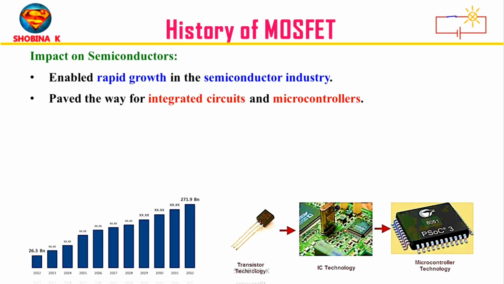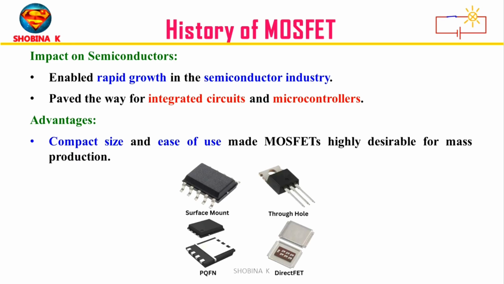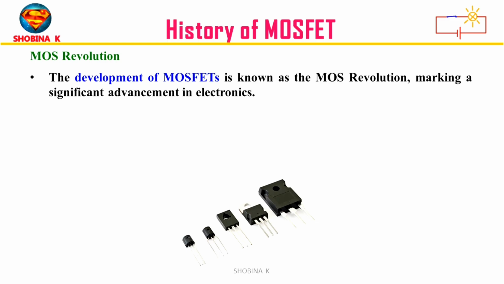MOSFETs let engineers pack more switches on a single chip, and this unleashed the integrated circuit era. ICs, microcontrollers, and memory chips are all enabled by MOS technology. One of the biggest advantages of MOSFET is their compact size. Also, it is easy to use and cheap to produce. These features made them perfect for making electronics smaller, cheaper, and more efficient. The development of MOSFET is often called as MOS revolution. This marked a significant turning point in electronics because MOSFETs made devices smaller, faster, and more energy efficient. And thus it resulted in development of wide range of consumer electronics.